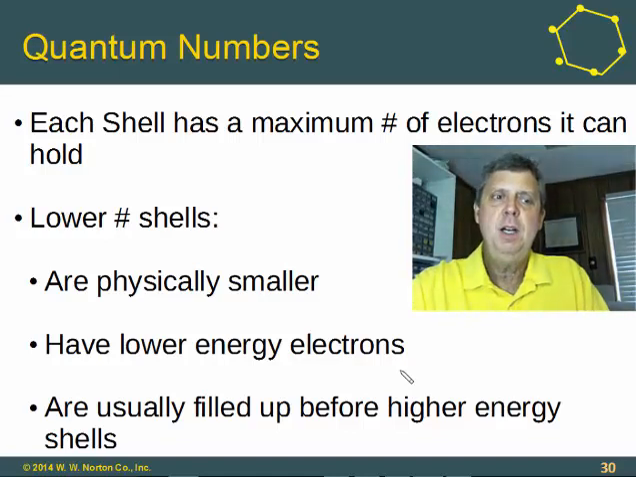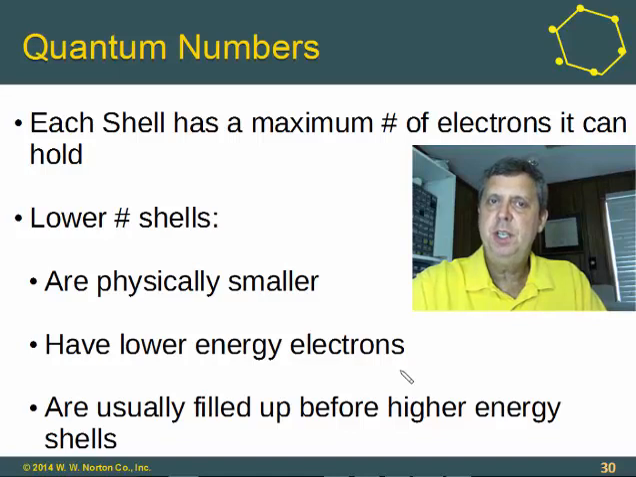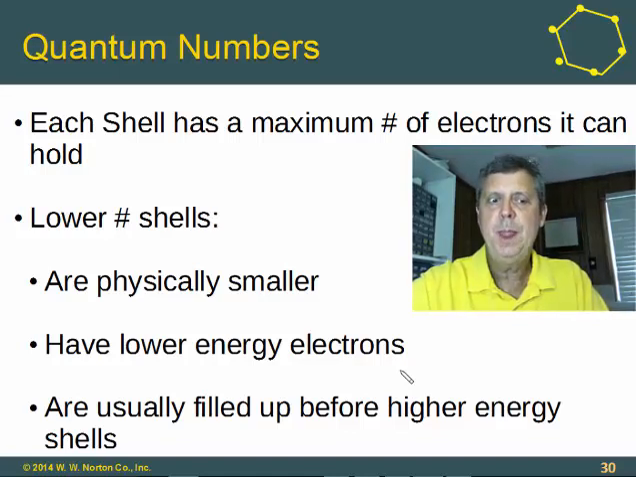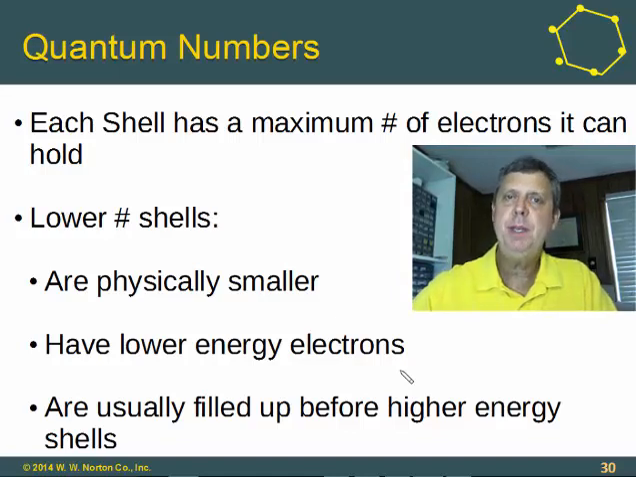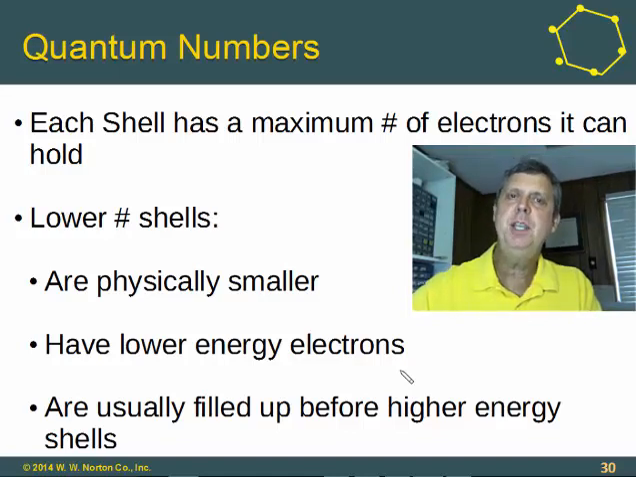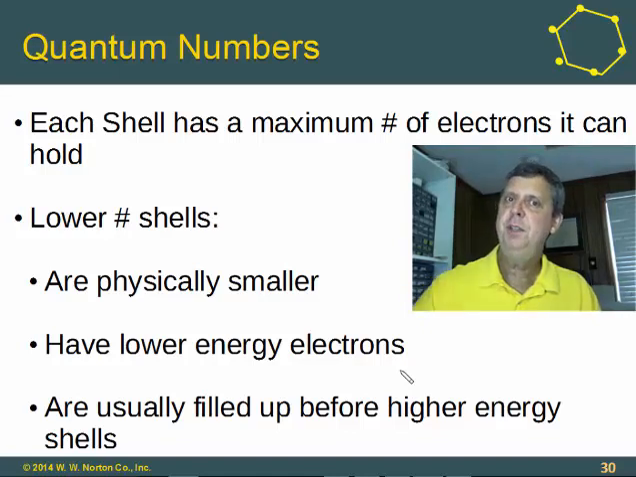So lower number shells are physically smaller, so the electrons in those shells reside closer to the nucleus, closer to the core, to the protons. Lower number shells also have lower energy electrons. These are the more stable electrons. They're going to the lowest energy state possible, and these are the ones that are filled up before the higher energy states. Electrons want to go to the lowest energy state possible, which really makes sense because the nucleus is positively charged, electrons are negatively charged, so the electrons want to get close to the positive charge. So they get as close to the nucleus as possible until those spaces are filled up, then they go to the next space out.